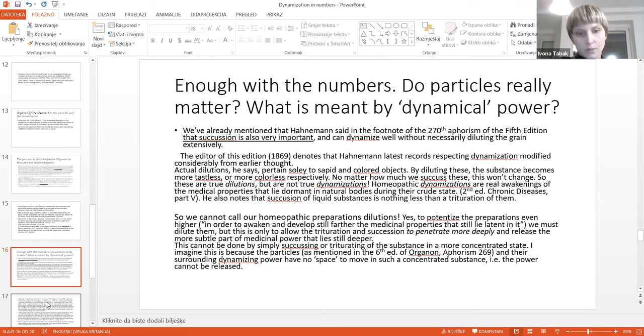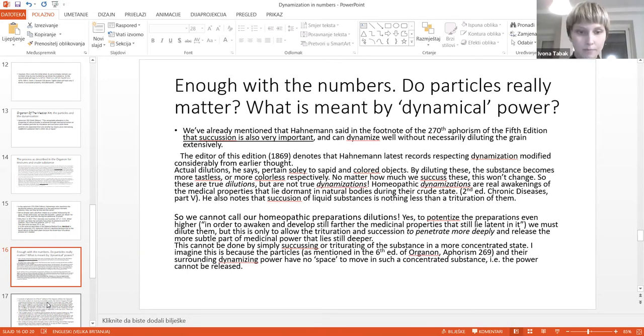Hahnemann's thoughts from the Chronic Diseases, edition 2, part 5. What I've really loved about this is how the editor wanted us to know that what Hahnemann said about shaking the substance a lot to attain the 30th potency was actually his earlier thought, and thank God, obviously Hahnemann thought about the art all of his life and perfected his thinking and the method more and more.